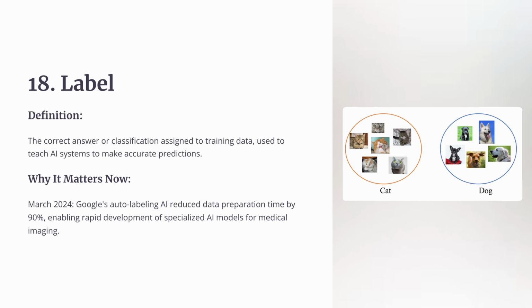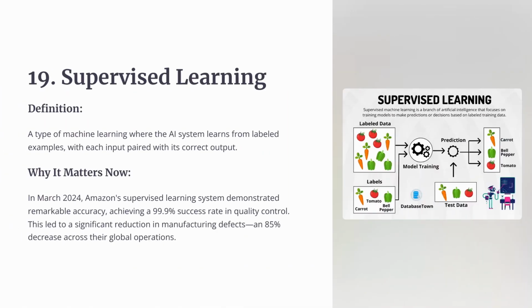Supervised learning is a type of machine learning where the AI system learns from labeled examples, with each input paired with its correct output. This is like learning with a teacher who shows you the right answer for every question as part of the learning and training. Amazon's success shows how powerful this can be. They've essentially created a quality control inspector that never gets tired and catches almost every defect. It's revolutionizing how we ensure product quality.